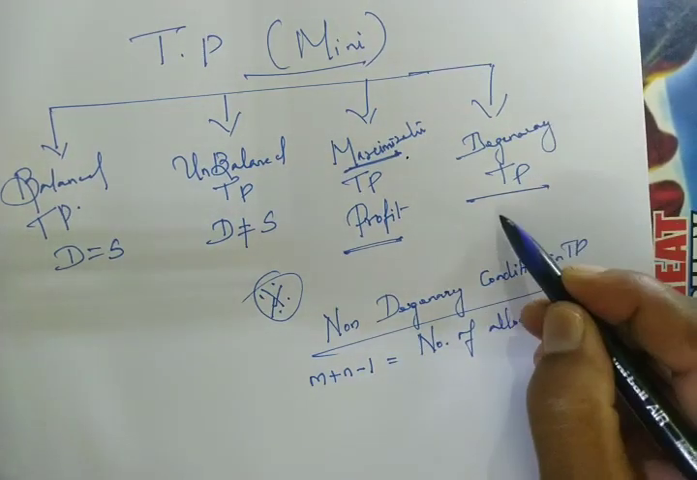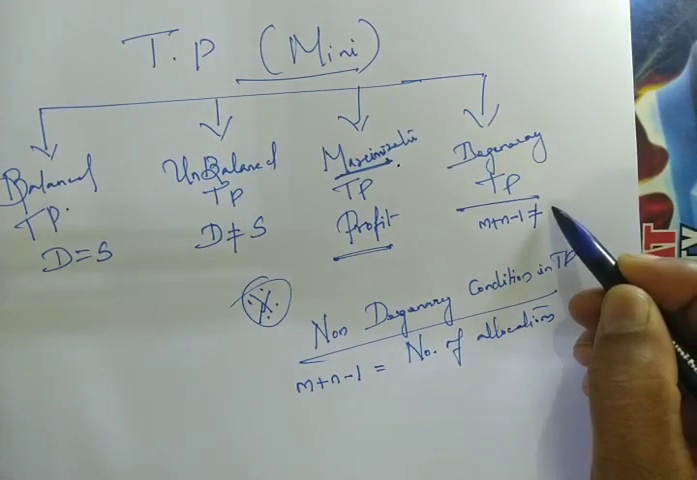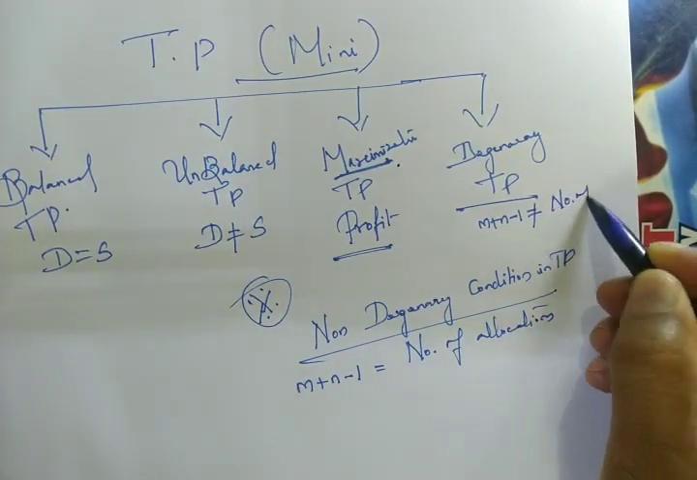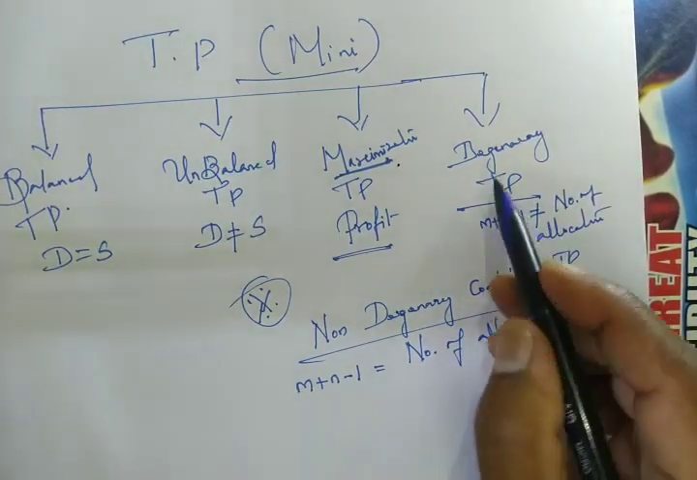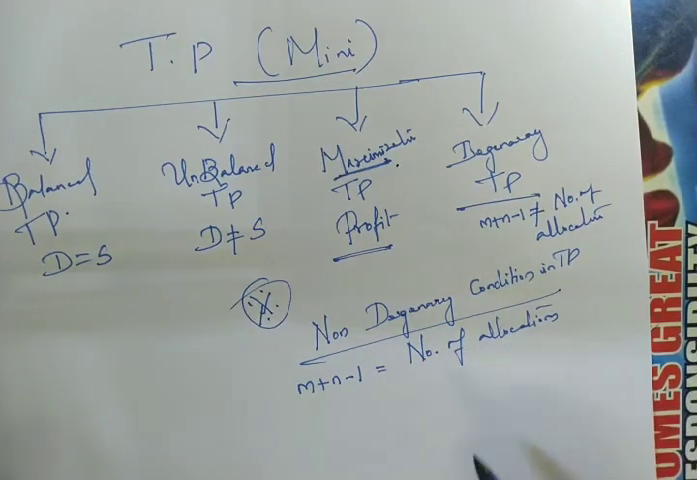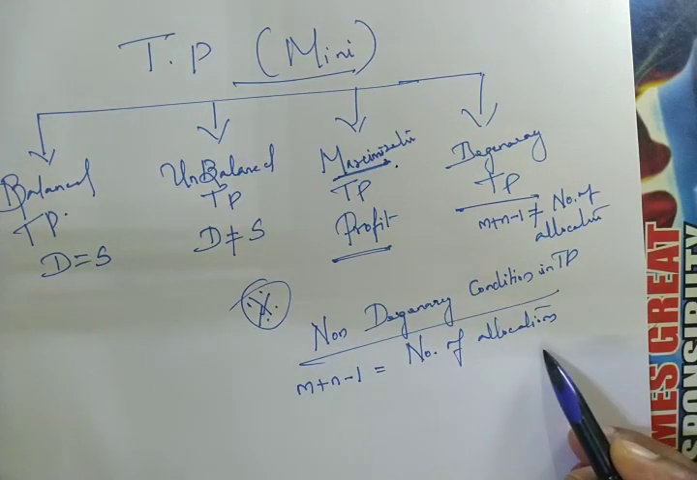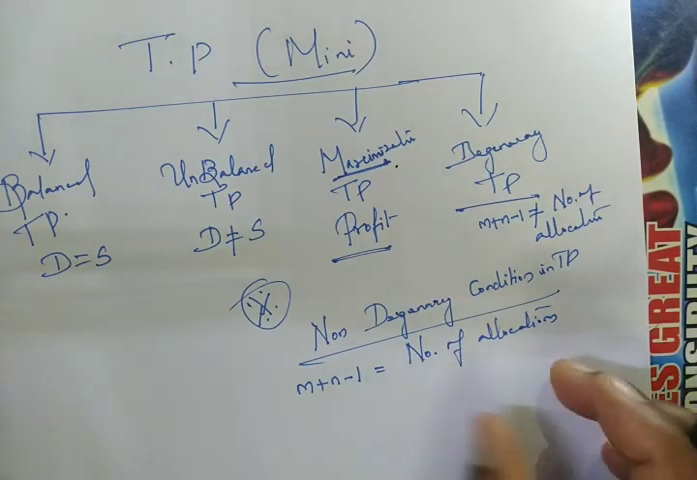So degeneracy means m plus n minus 1 is not equal to the number of allocations. If it is not equal, you can say it is a degeneracy TP. When it is equal, you can say it is a non-degeneracy TP. Sir, I am not getting this. What is m plus n minus 1 equal to number of allocations, sir? I will explain through this example.